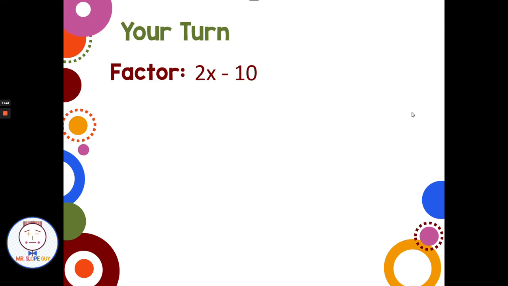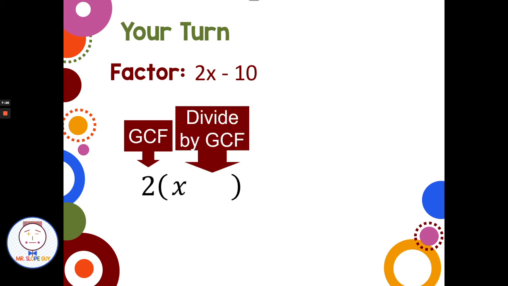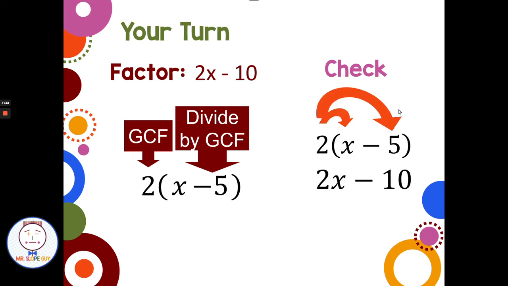All right, you guys pause the video, try to factor this one, pull out that GCF. All right, welcome back. Hopefully you figured out the GCF was 2. And then 2 times what is 2x? X. 2 times what is negative 10? Negative 5. And if we just distribute to the side, we can double check. 2 times x is 2x, and 2 times negative 5 is negative 10. So it works. Easy peasy.